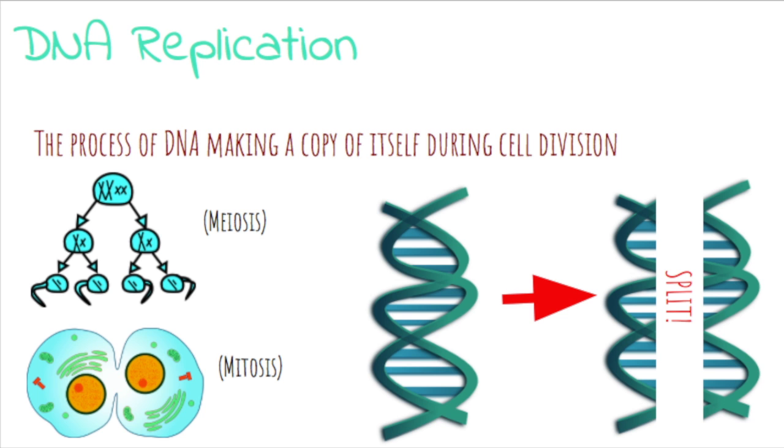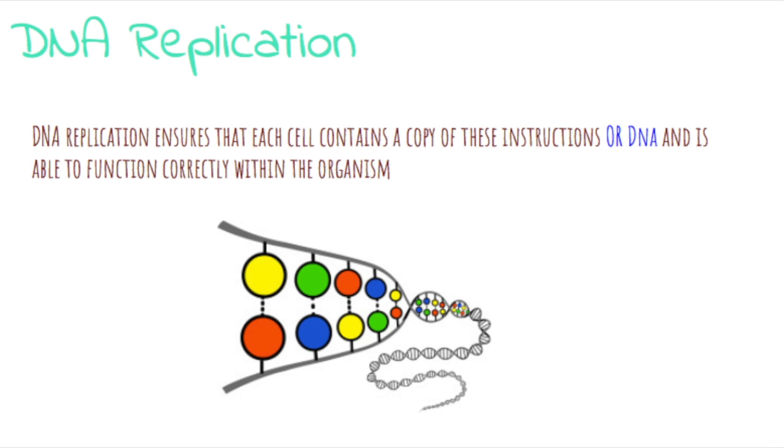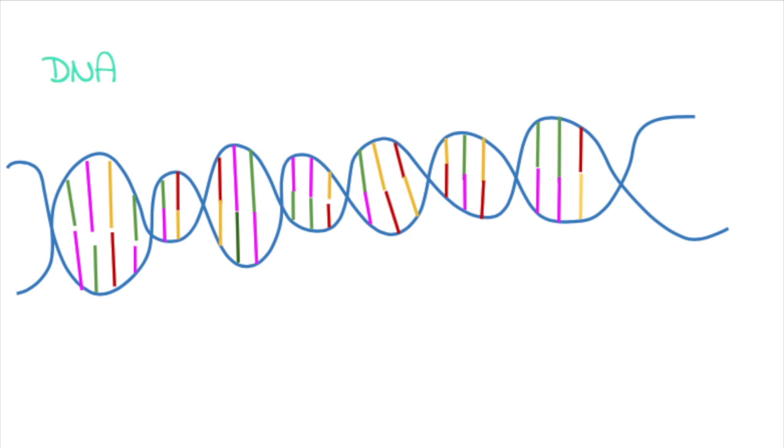So, this means that during processes like meiosis or mitosis, the cell splits itself in half in order to make copies for each. But why do we have DNA replication? DNA replication ensures that each cell contains a copy of these instructions, or DNA, and is able to function correctly within the organism. So here you see a picture of DNA and its complementary base pairings.